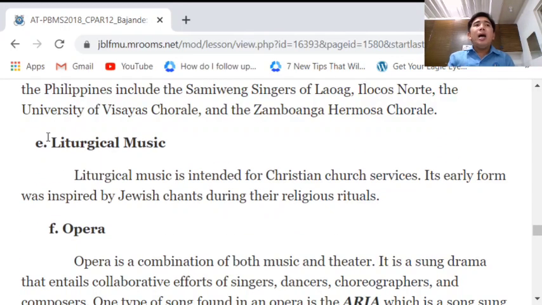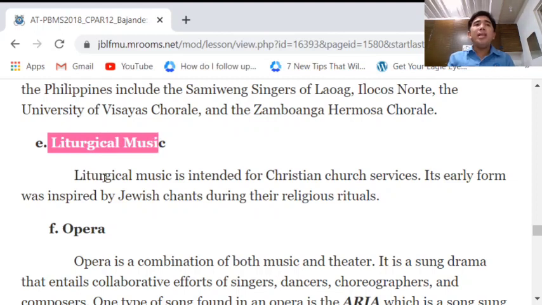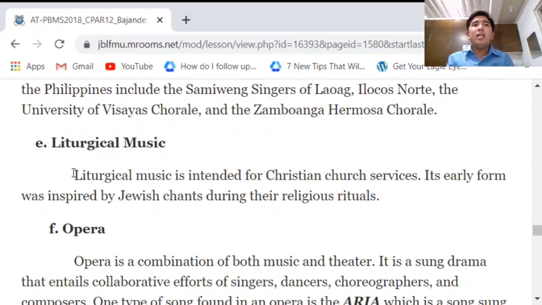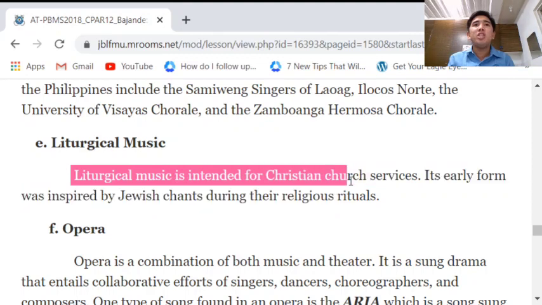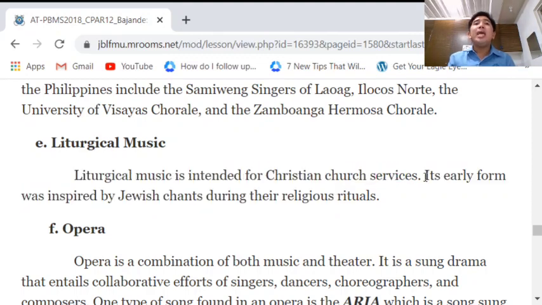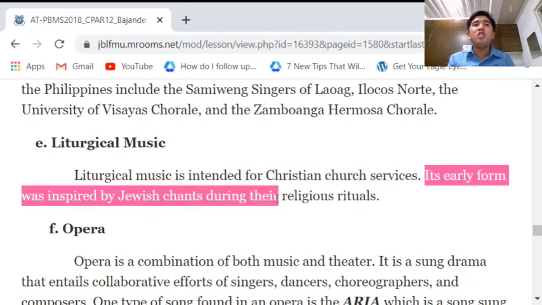Next, liturgical music. What is liturgical music? Liturgical music is intended for Christian church services. Its early form was inspired by Jewish chants during their religious rituals. Okay? So, it is religious. It is usually performed in church.